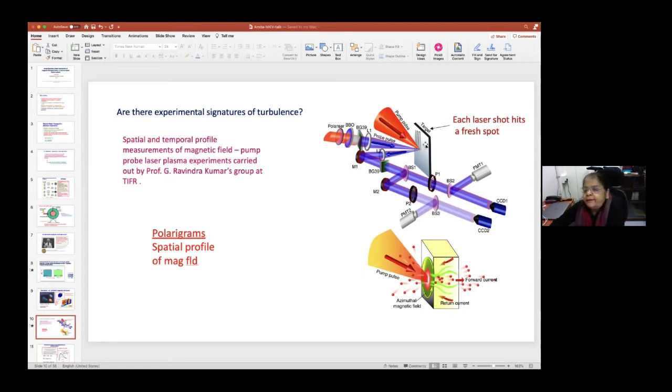There's a forward and return current and so on, the effect of which is measured by a probe pulse, which is timed, and you can keep sending the probe pulse after various delays, and from the polarimetry data, one can infer the magnetic fields.